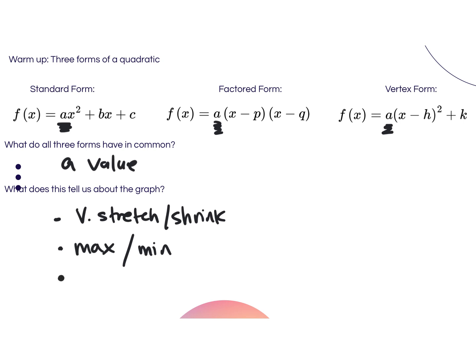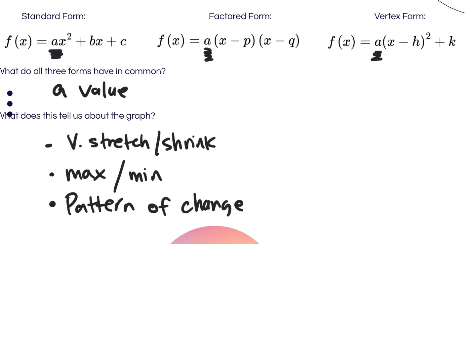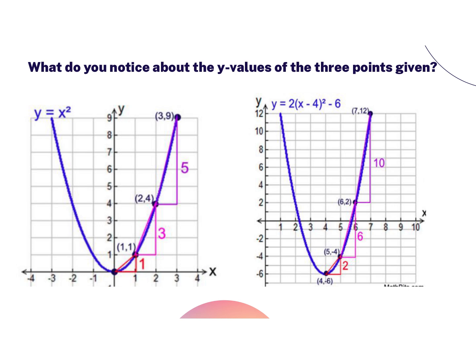And then it can also help us find the pattern of change, which, if you remember from yesterday, the pattern of change is always a times 1, a times 3, and a times 5. And this pattern tells us the vertical distance between perfect points on a quadratic function.